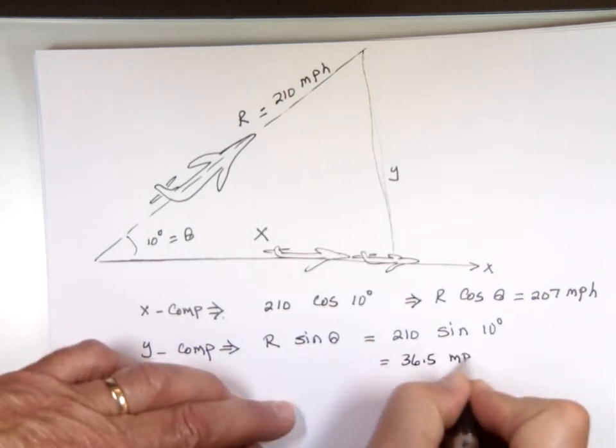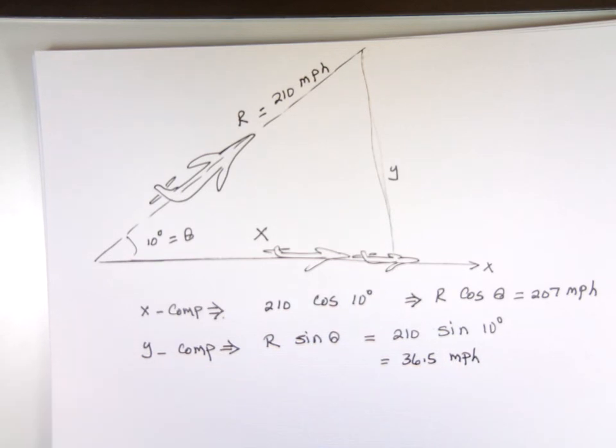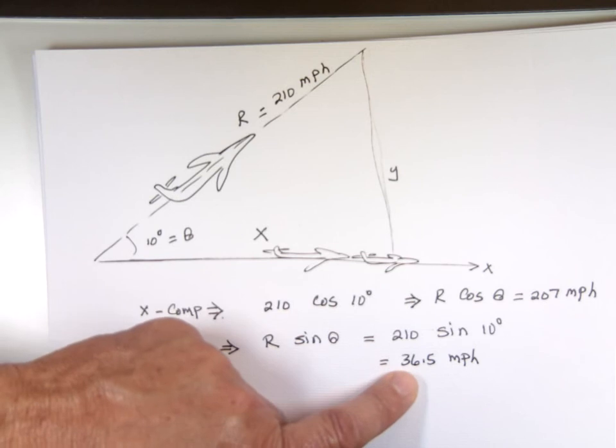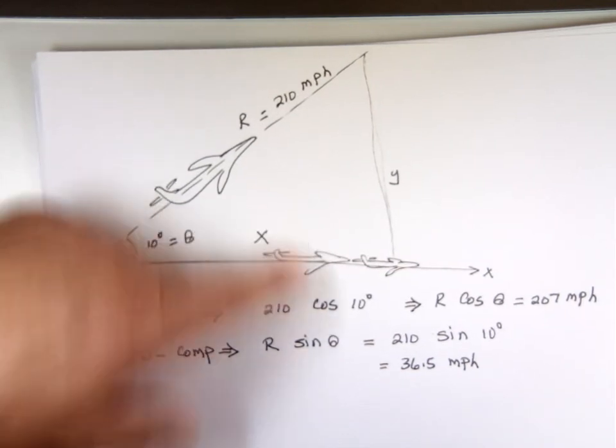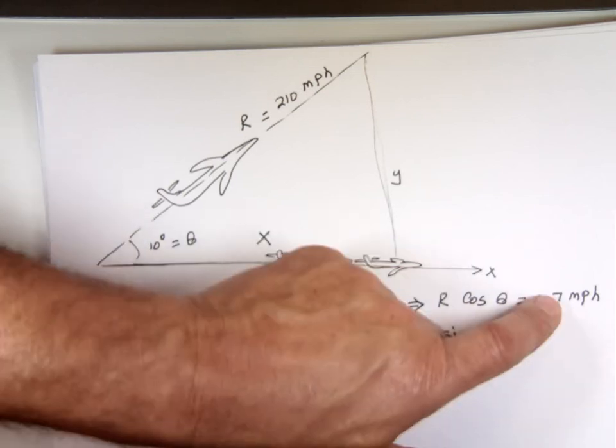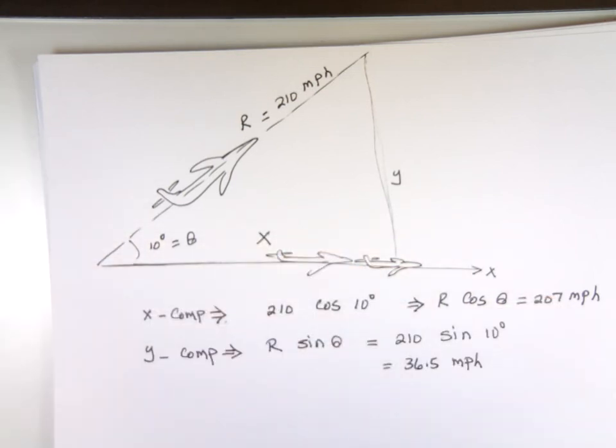So how fast is the plane rising, going straight up in the air, if you're watching that? A speed of 36.5 miles per hour. How fast the shadow on the ground is moving is 207 miles per hour. Now, I'm not accounting for the wind, because the wind will change everything. Don't worry, there's a whole chapter on that too. We get chapters on everything.